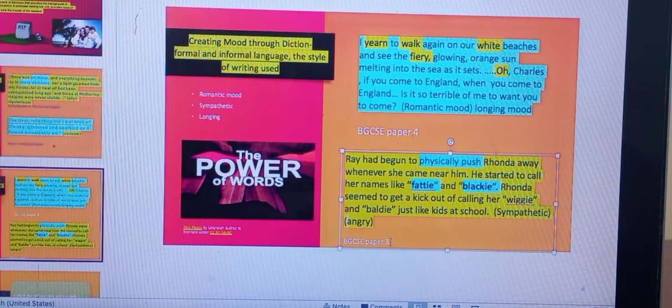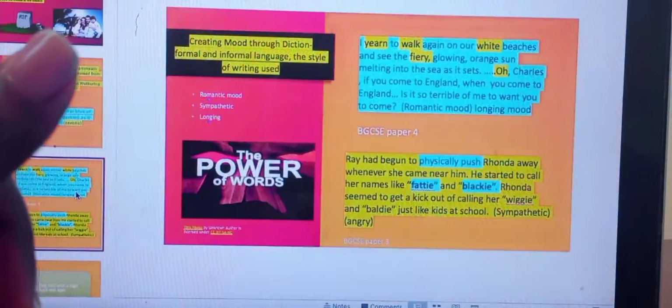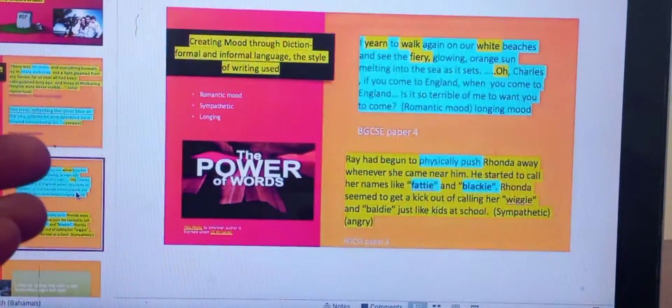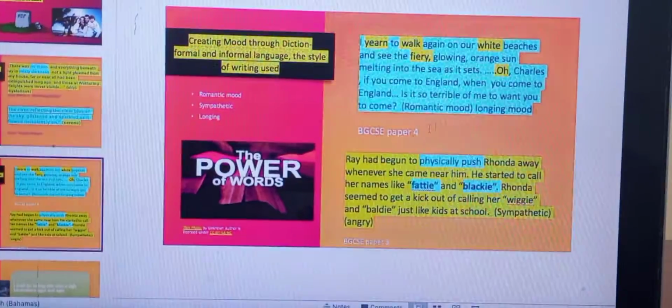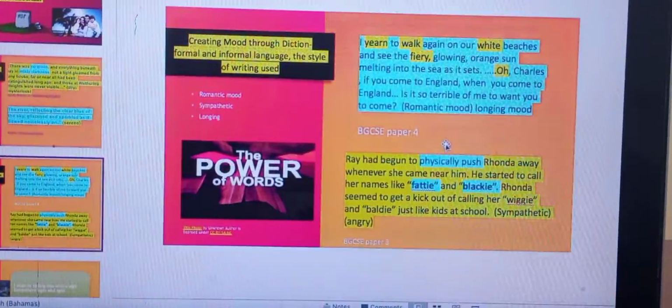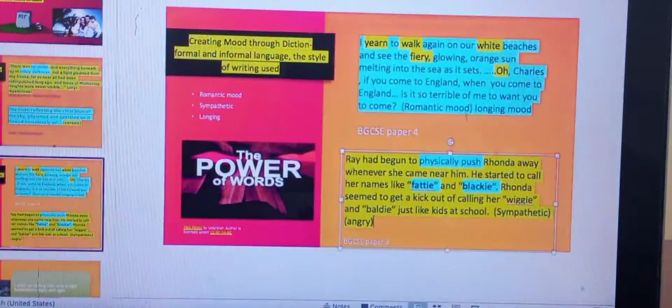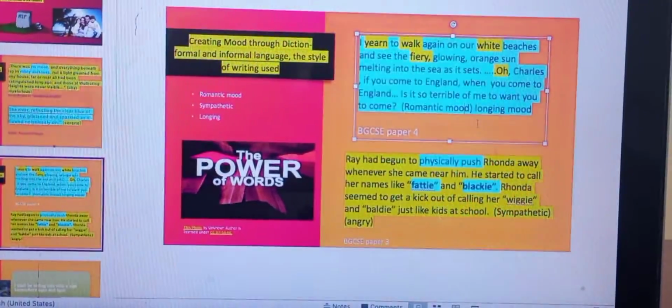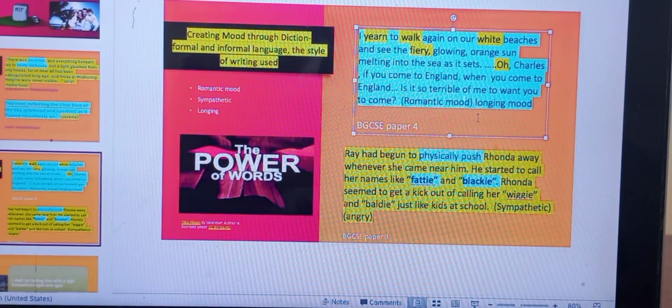And of course, this is taken from a BGCSE paper 3 passage. So as we mentioned, we can find the mood through diction, the words that are being used, the style of writing that is being used. And the words that we see being used help us to feel sympathetic, or in this case, help us to feel romantic. There's a romantic mood being created.